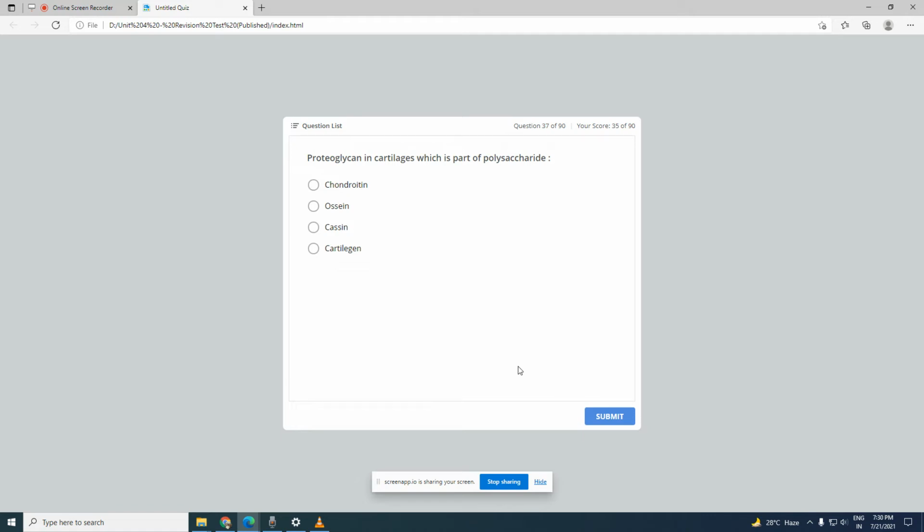Next question. Proteoglycan in cartilages, which is part of polysaccharide. The answers are chondroitin, option B, ossein, option C is the casein, option D, cartilagen. Which is the right answer? Option A, chondroitin is the right answer.